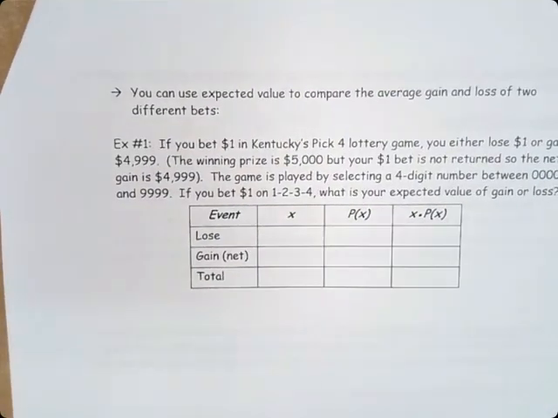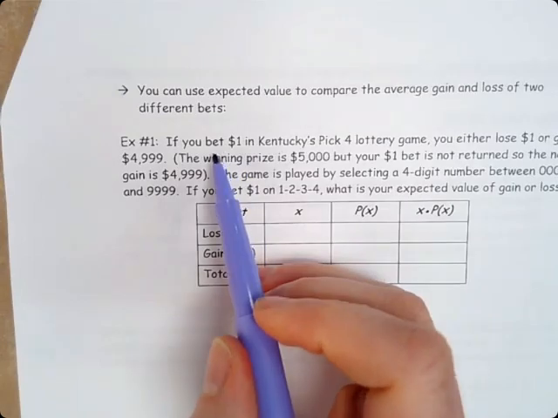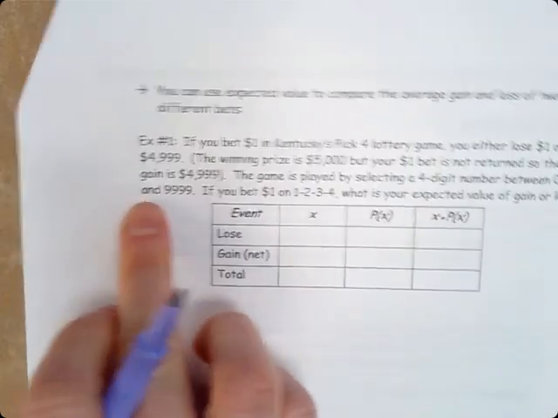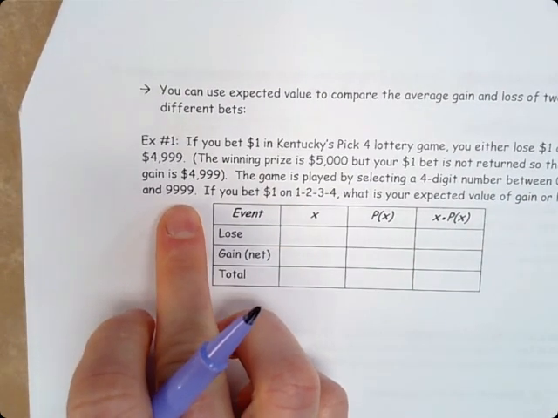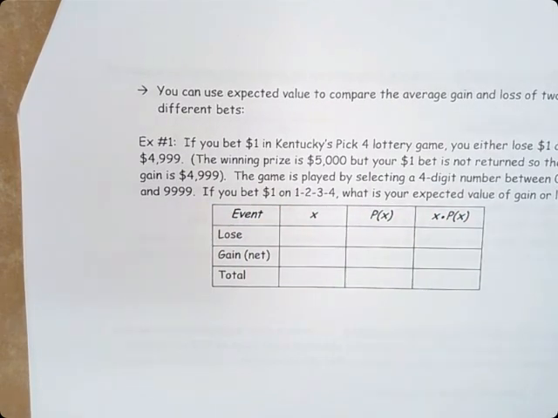Let's look at the next example. You can use expected value to compare the average gain and loss of 2 different bets. If you bet $1 in Kentucky's Pick 4 lottery game, you can either lose $1 or gain $4,999. The winning prize is $5,000, but your $1 bet is not returned. So the net gain is $4,999. The game is played by selecting a 4-digit number between 0 and 9,999. If you bet $1 on 1, 2, 3, 4, what is your expected value of gain or loss?